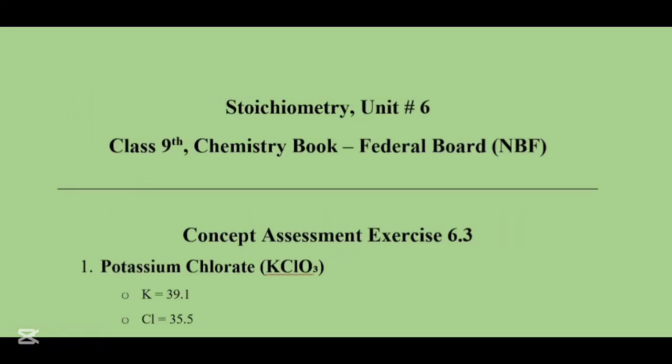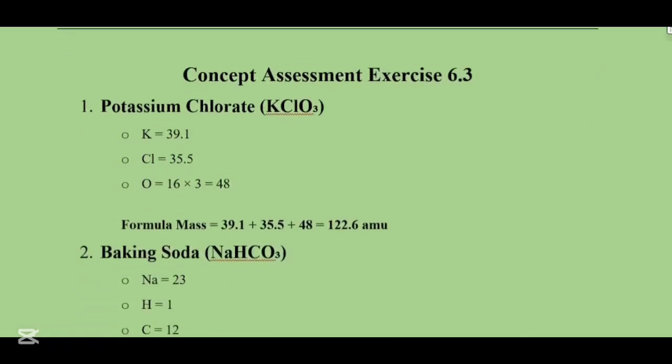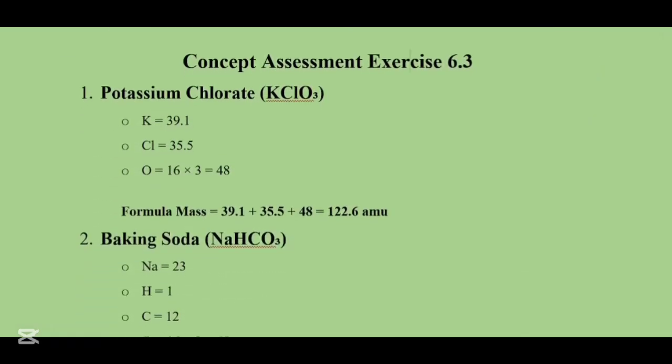So we need to complete the concept assessment exercise 6.3. As you can see, we have an element. This element is potassium chlorate, and we want to find the formula mass of this compound. In order to do so, you need to check the molecular formula of potassium chlorate, which is KClO3.